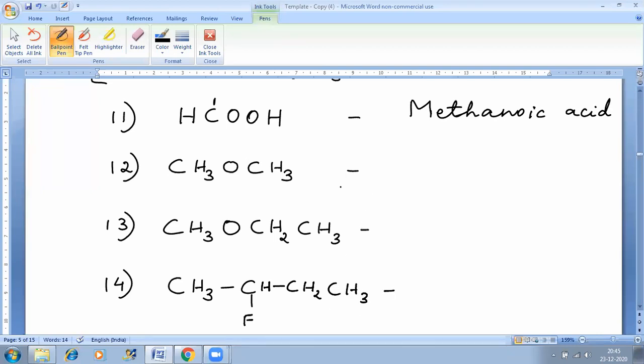So 12th one. Look at the side which has more number of carbon atoms. But here you have equal number of carbon atoms on both sides of oxygen. So you can just write methoxymethane. Remember, this portion should have more number of carbon atoms. Now tell me the 13th one.